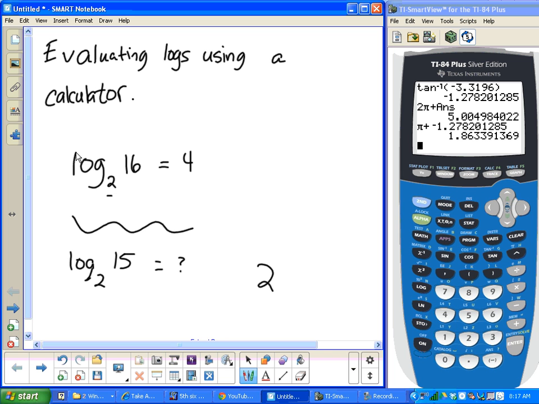So we know it's going to be somewhere in between 2 to the 3rd power and 2 to the 4th power. So my answer is going to be somewhere in between 3 and 4, more likely closer to 4, because 15 is certainly closer to 16 than it is to 8. The idea, though, is we really don't know the exact answer. And what we're going to look at is a formula that we can use with the calculator to do this.